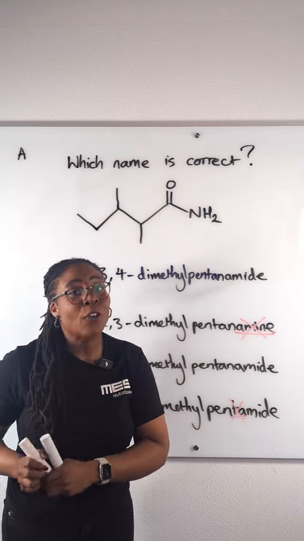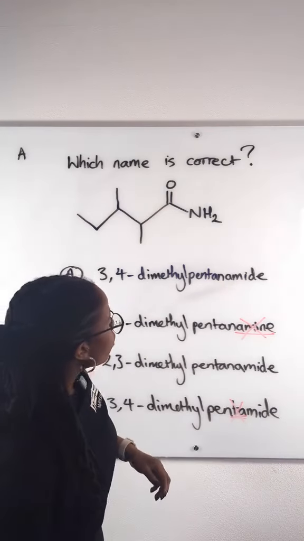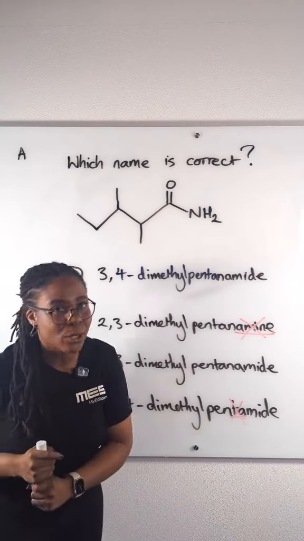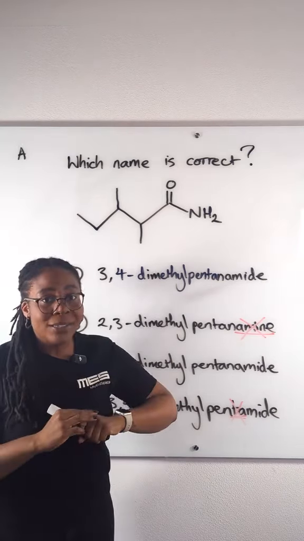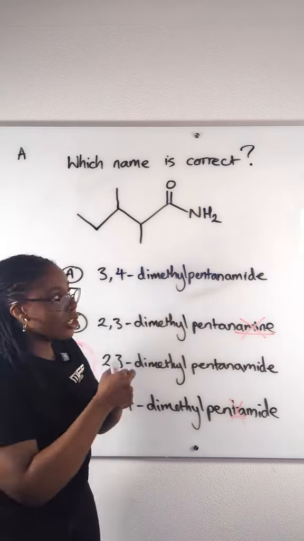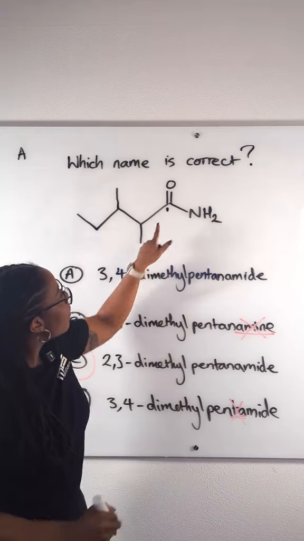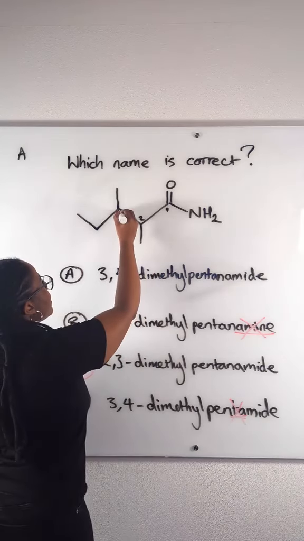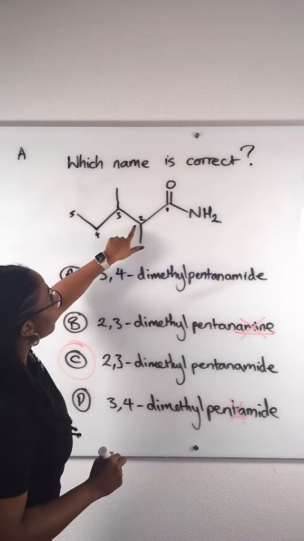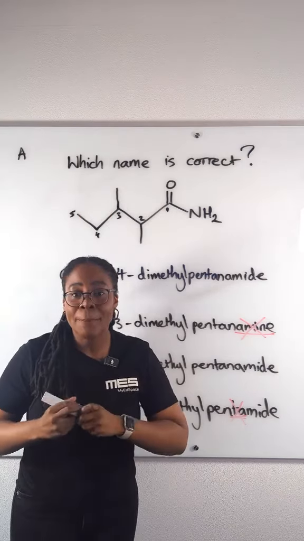So now it's a case of numbering. Is this 3,4-dimethyl pentanamide or 2,3-dimethyl pentanamide? Well, I've already told you it's 2,3, but how do we know? We must start counting from the amide carbon. By definition, this carbon is carbon number 1. So if that's carbon number 1, then this is 2, this is 3, this is 4, this is 5. So our methyl groups are on carbon 2 and carbon 3: 2,3-dimethyl pentanamide.